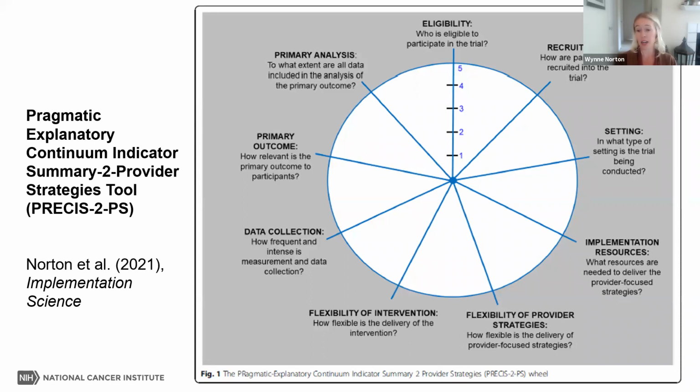Now, it's not to say that 100% fidelity is bad and 100% adaptation is good. Again, it really depends on that particular intervention and the strategies and what one expects for the outcomes. And again, relative to what is being done in usual care settings.